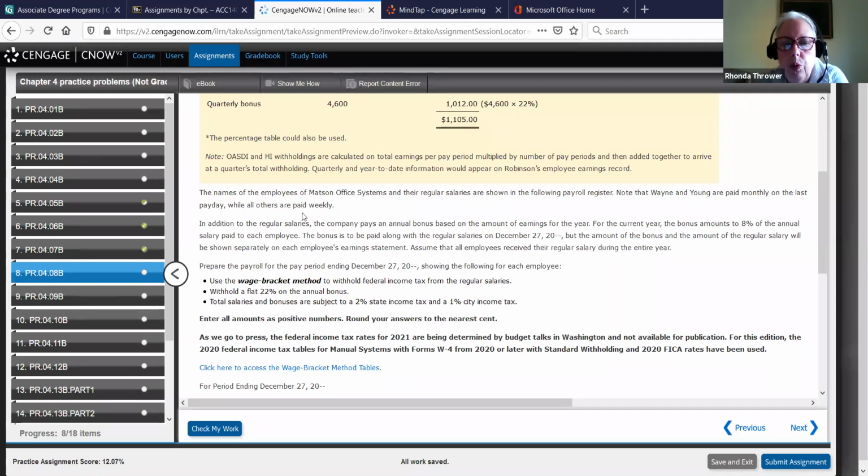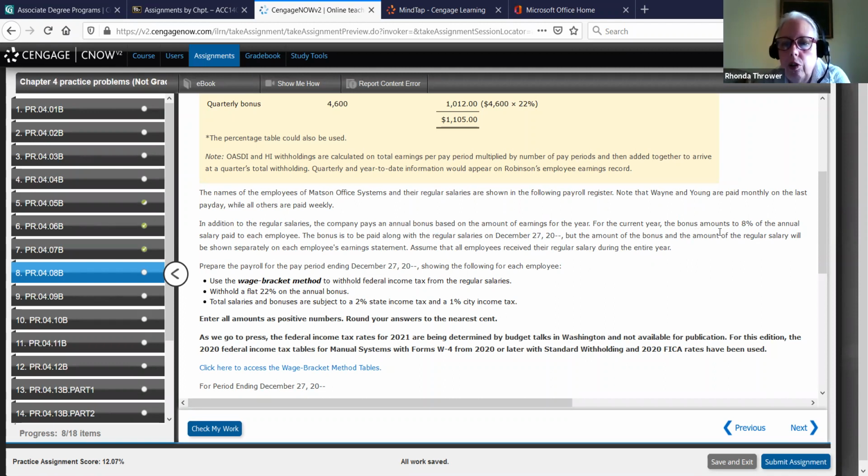The names of the employees of Matson Office Systems and their regular salaries are shown in the following payroll register. Note that Wayne and Young are paid monthly on the last payday, while the others are paid weekly. That's a key there. Wayne and Young are monthly, while the others are paid weekly, so watch out for that. In addition to the regular salaries, the company's annual bonus is based on the amount of earnings for the year. So we're going to give them a bonus. So we probably need to talk about how to calculate that bonus in just a second.